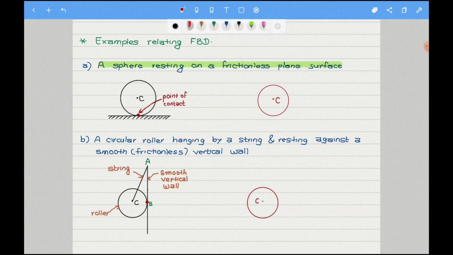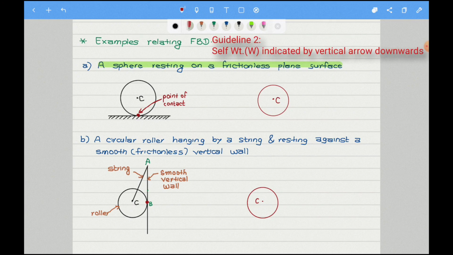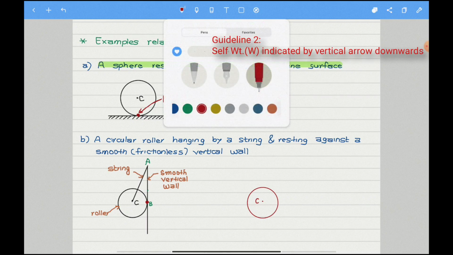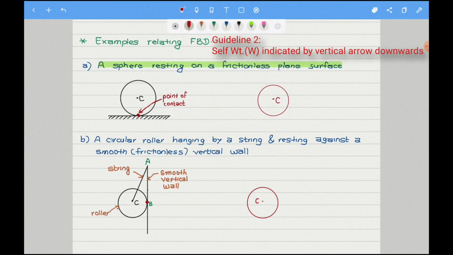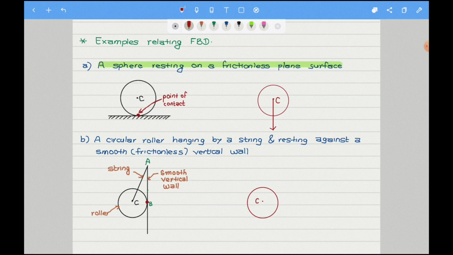And then according to our second guideline, we can draw the weight component, and that should act in a vertically downward direction. And that should act through the centroid of the sphere. As we have already removed the support from the sphere, now we can show the reaction R at the point of contact with the surface. So this should act in an upward direction and normal to the surface. So this is the reaction R.